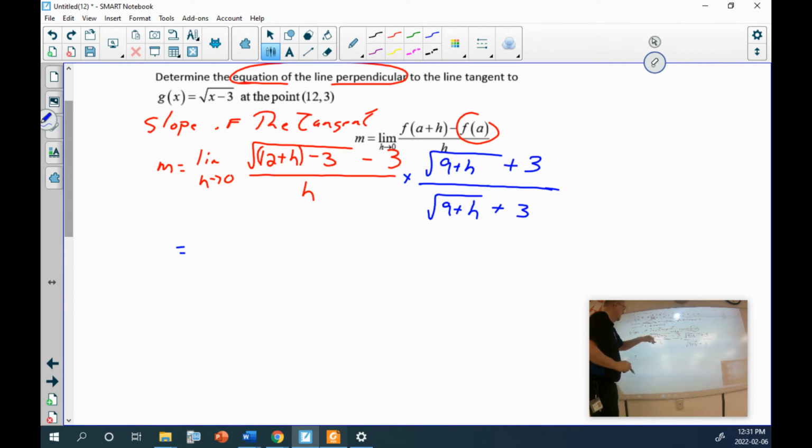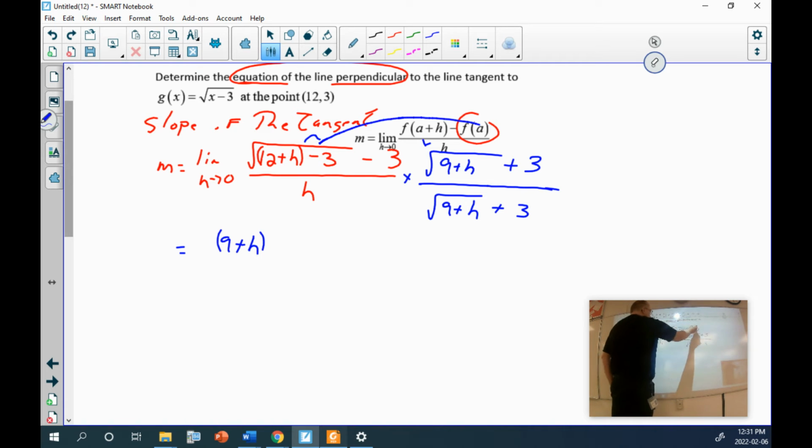So again, this is what we end up with on the top. This times this is 9 plus h. This times that, and that times that, cancel each other out. And I have minus 9.